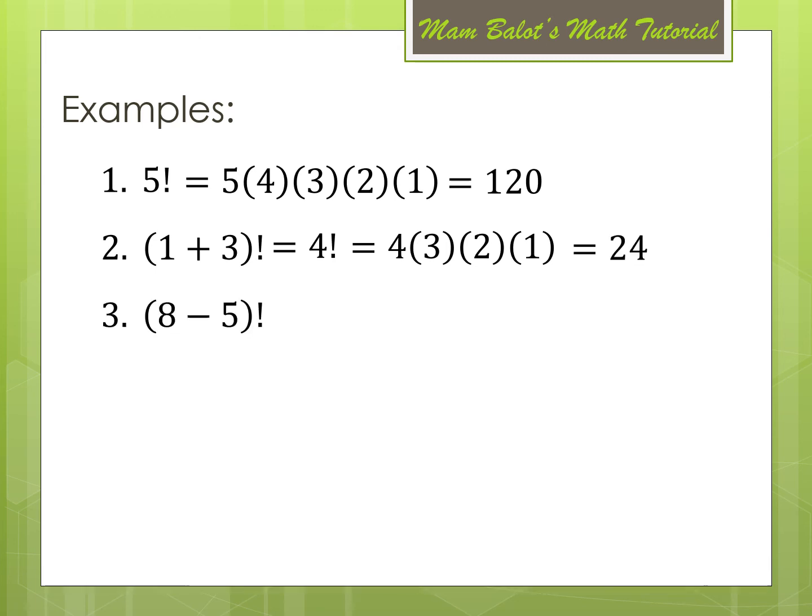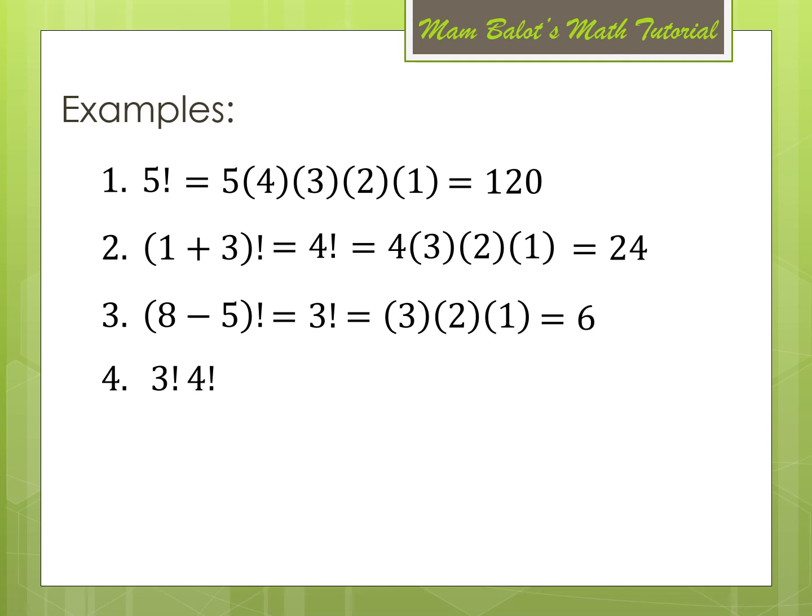Another example, we have (8 minus 5) factorial. Again, since 8 minus 5 is enclosed in parentheses, we subtract 8 and 5 first. And that becomes 3 factorial. Expanding 3 factorial, we have 3 times 2 times 1, which is equal to 6.